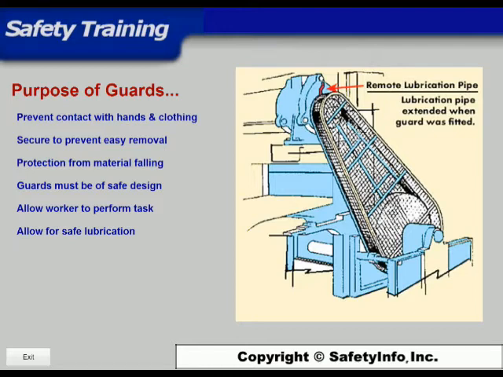Fourth, a machine guard should not create new hazards. A safeguard defeats its own purpose if it creates a hazard such as shear points, a jagged edge, or an unfinished surface which can cause cuts. Fifth, machine guards should not interfere with the worker performing the job quickly and comfortably. Finally, a machine guard should allow for safe lubrication.